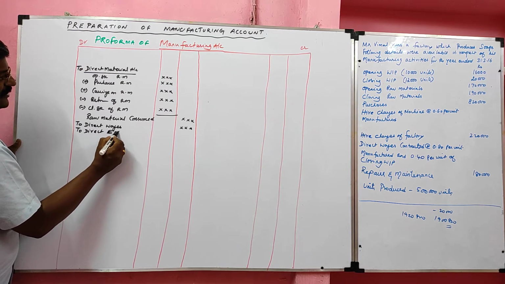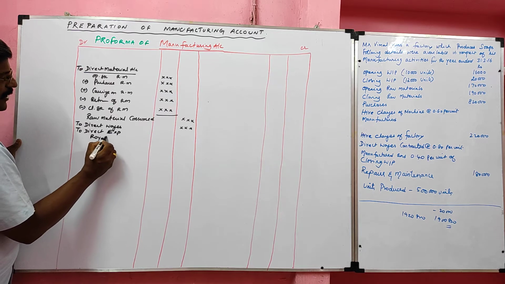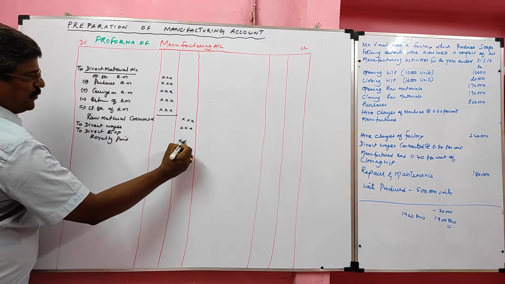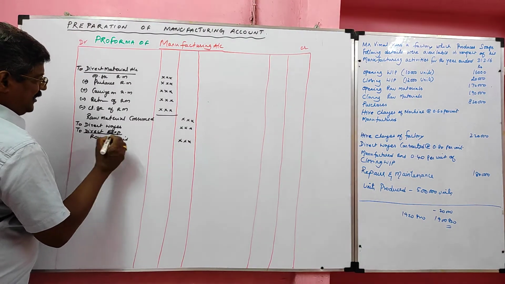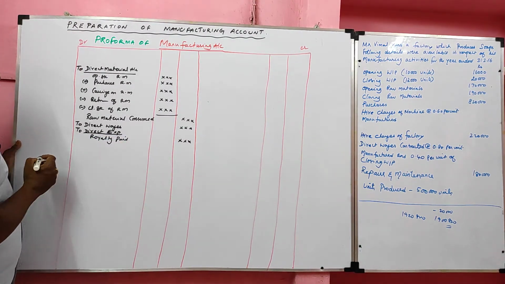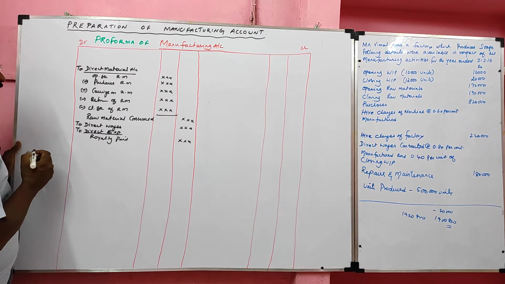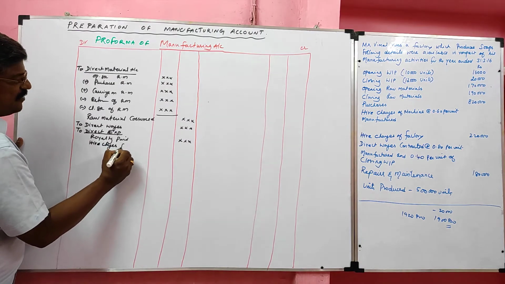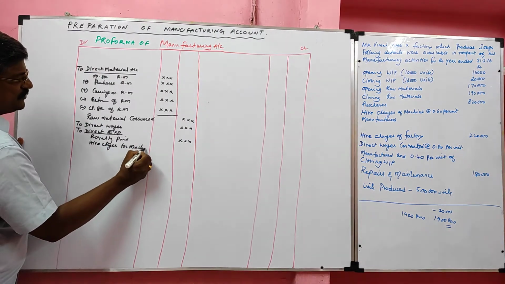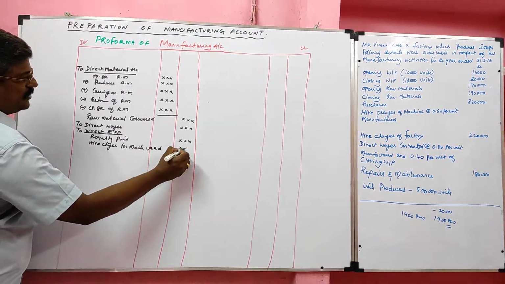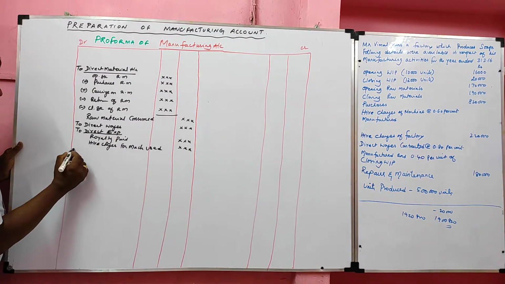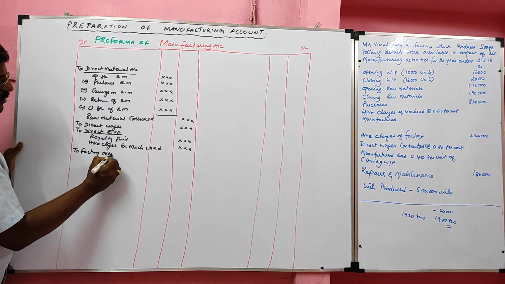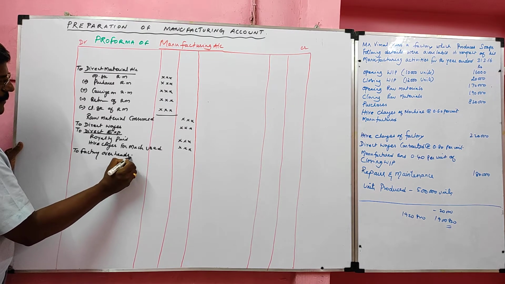In direct expenses, royalty paid on technology used for the production. In direct expenses, royalty paid on technology on production of goods. Then hire charges for machinery used will come. Then factory expenses, factory overhead or factory expenses.